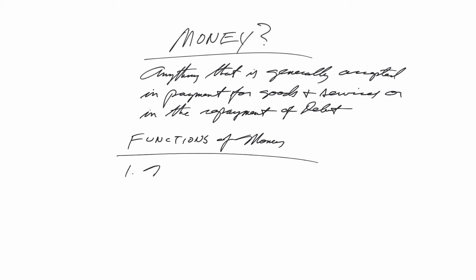Functions of money. Well, first of all, it's a medium of exchange. And that's usually what we think of when we think of money. It's used to pay for goods and services. It promotes economic efficiency by keeping transaction costs low. Well, what do I mean by that? Transactions have a cost to them, and we don't really think about it because with money, transaction costs are very low.